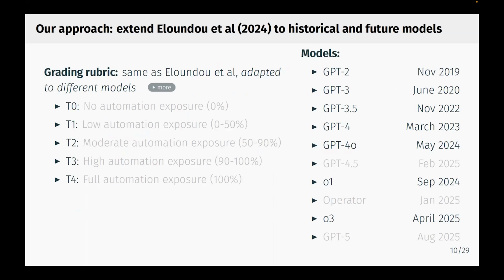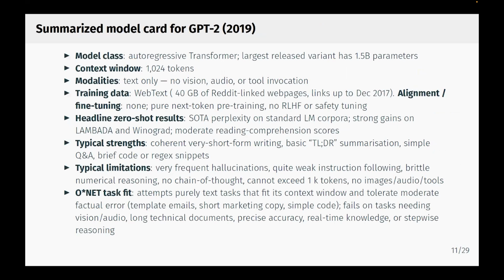The way we're adapting it to different models is we're taking the model card, if it exists, or the technical report that came out with the OpenAI model. We're summarizing that and putting it into the prompt. So ideally, it's a relatively replicable, mechanical method that doesn't introduce too much researcher discretion into the approach. A lot more work can be done there. As an example, here's our summarized model card for GPT-2. I took specific portions for the slide.